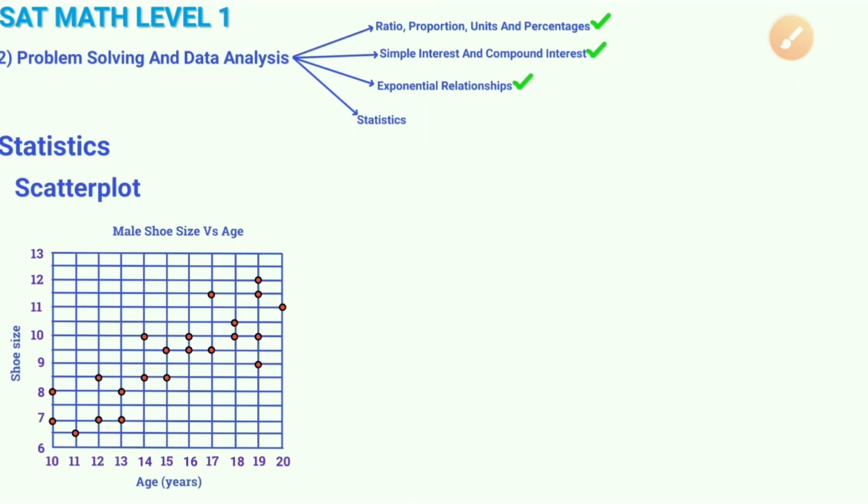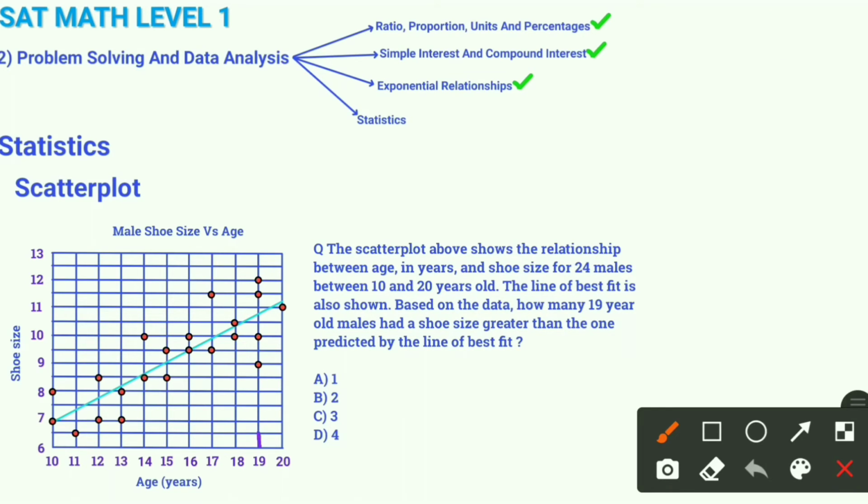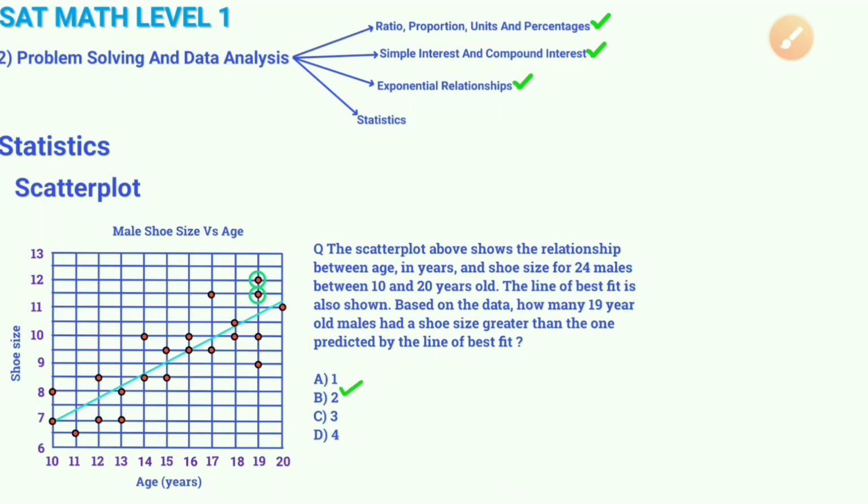Scatter plot. The scatter plot above shows the relationship between age in years and shoe size for 24 males between 10 and 20 years old. The line of best fit is also shown. Based on the data, how many 19 years old males had a shoe size greater than the one predicted by the line of best fit? Let's read this again. Based on the data, how many 19 years old males had a shoe size greater than the one predicted by the line of best fit? 2. It's above the line of best fit, okay? So 2 is the answer.